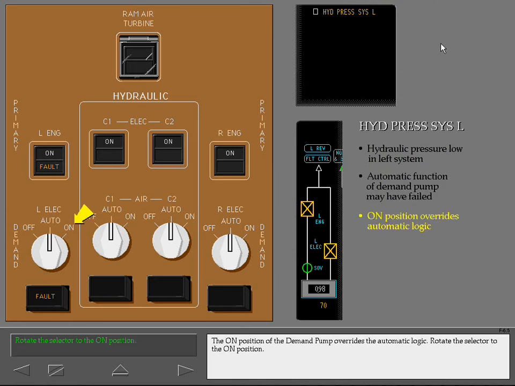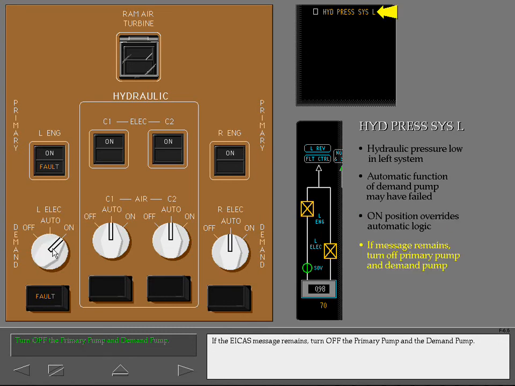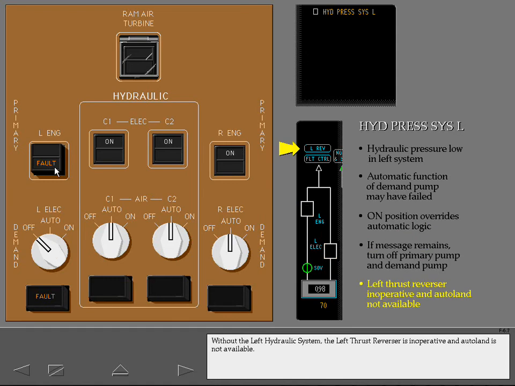The on position of the demand pump overrides the automatic logic. Rotate the selector to the on position. If the ICAS message remains, turn off the primary pump and the demand pump. Without the left hydraulic system, the left thrust reverser is inoperative and autoland is not available.